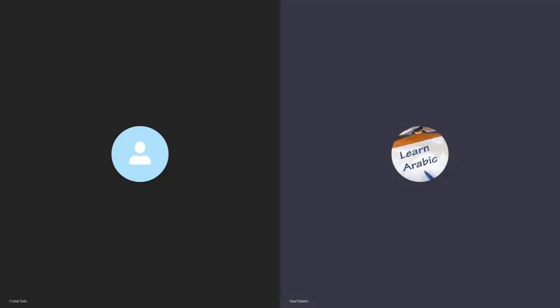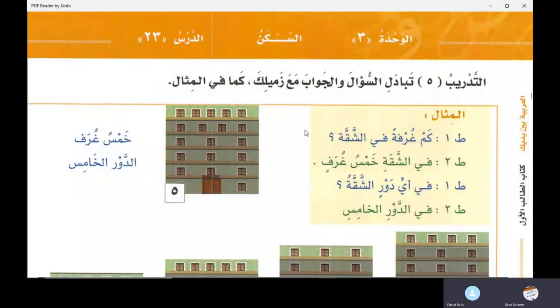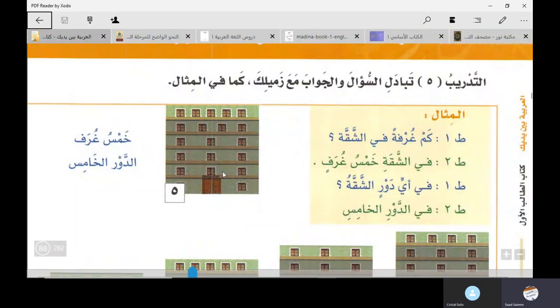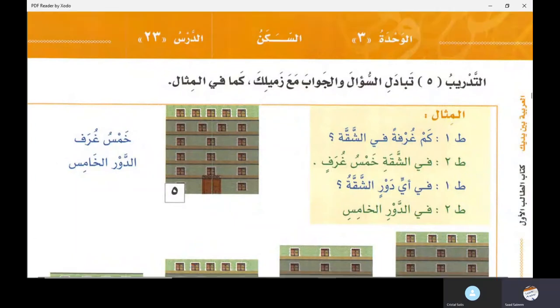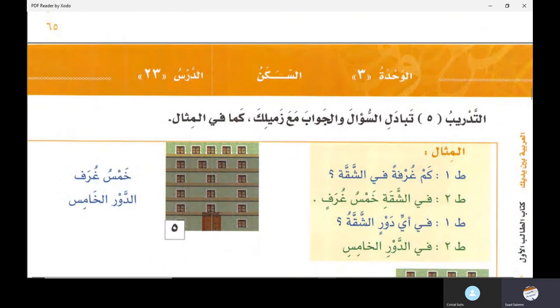Bismillah ar-Rahman ar-Rahim. Today we will start from page number 88. At-Tadrib al-Khamis, fifth exercise. Start it. Exchange the question and answer with your colleagues, like the one in the example.